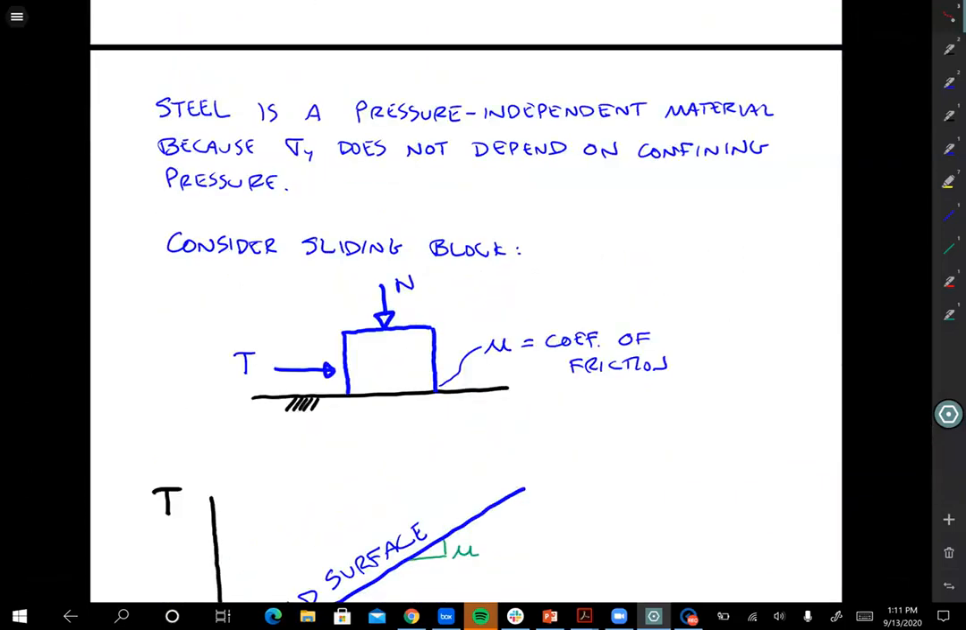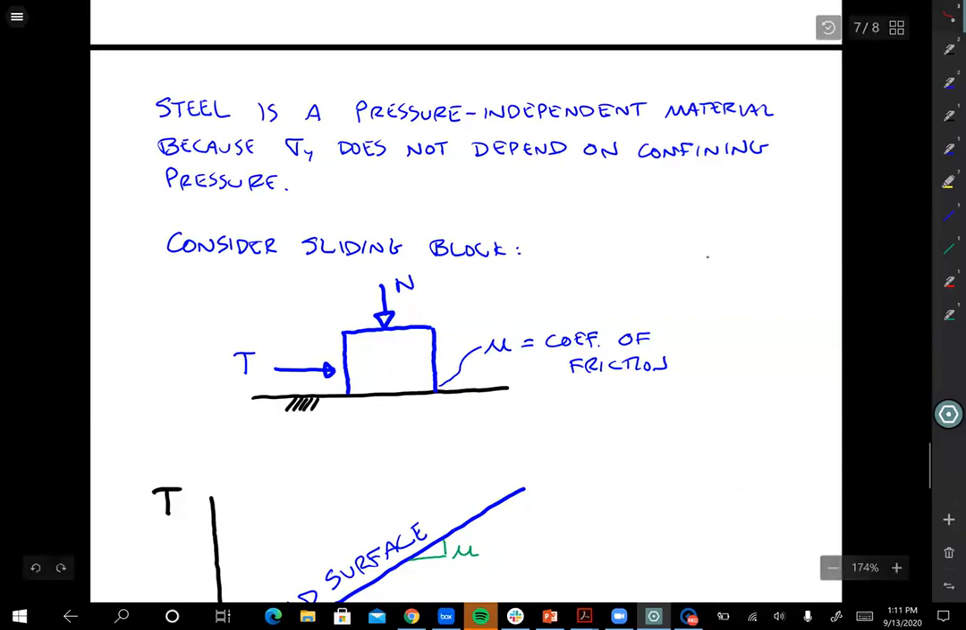All right, now steel is a pressure-independent material because the yield stress does not depend on confining pressure. So you take the steel bar to the bottom of the ocean, you haven't changed its strength. It's still just as strong as it was in air. But there are other kinds of systems that are pressure dependent. And the simplest one is a sliding block. So imagine that we have this block here and it's resting on top of a rigid surface and there's some vertical force on it, N, and then we're going to impose a horizontal force T that will cause the block to slide along that surface, and then there's mu, the coefficient of friction between the block and the surface.